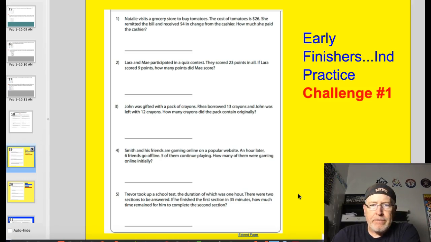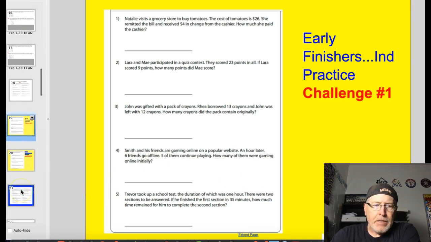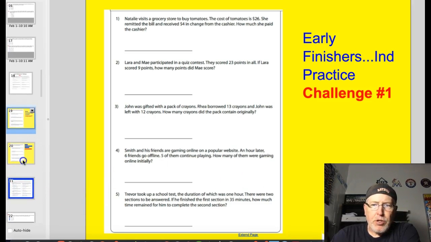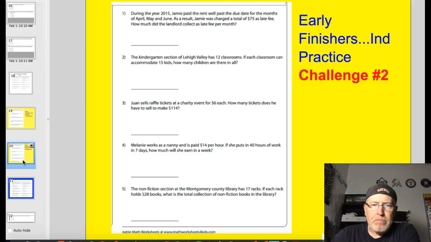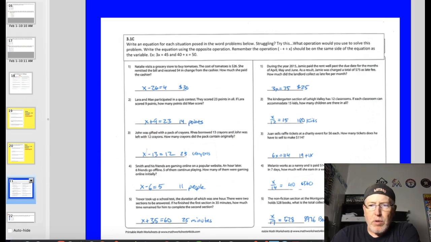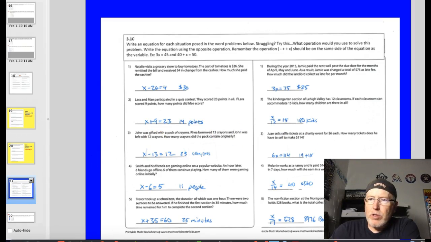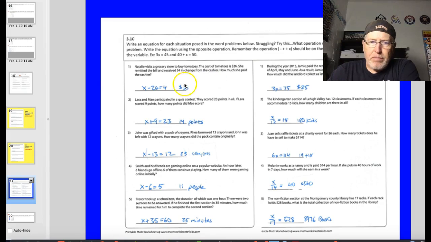Challenge number 1. And here's challenge number 2. These are tough. This is what the kids usually do for their independent study. And then here are the answers to those problems. I'm just going to put myself up in the corner so you can see. I answered them, and I also wrote the equation. That's what you're supposed to do. It says up here.